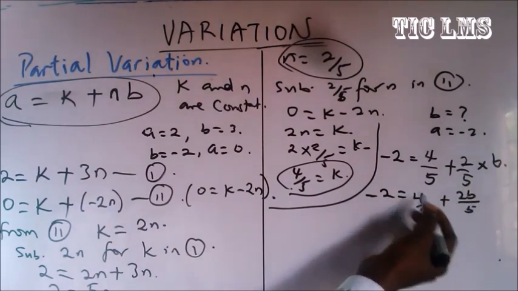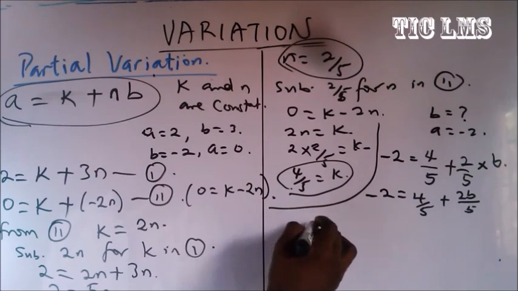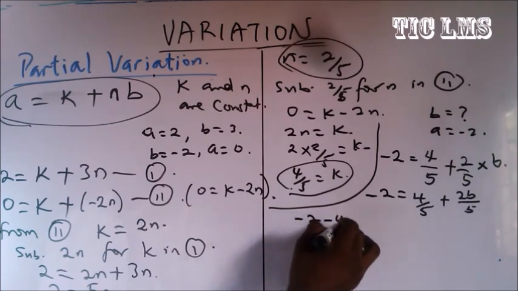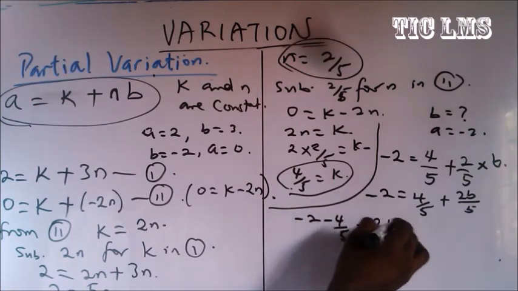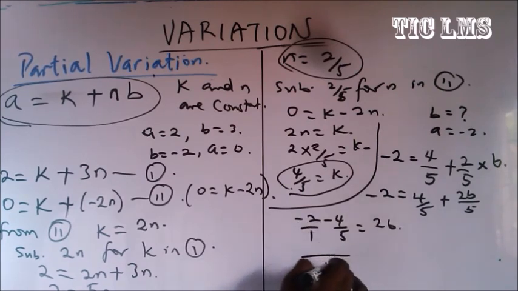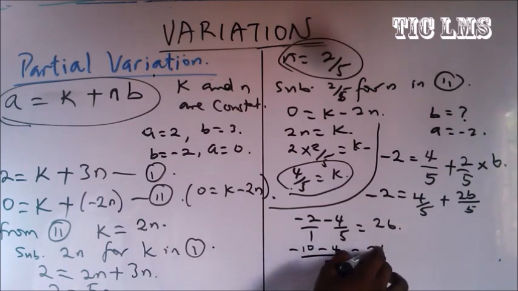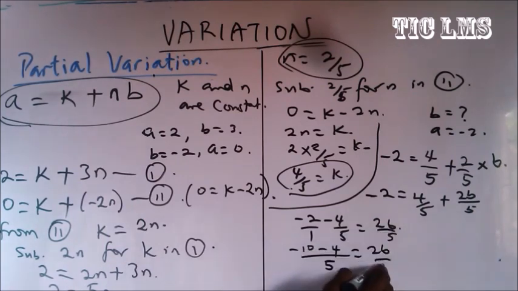Bring this over here. We have minus 2 minus 4 over 5 equal to 2B over 5. This is over 1. So we have 5. 1 into 5, 5. 5 times 2. So minus 10 minus 4, over 5. So we have minus 14 over 5 equal to 2B over 5.